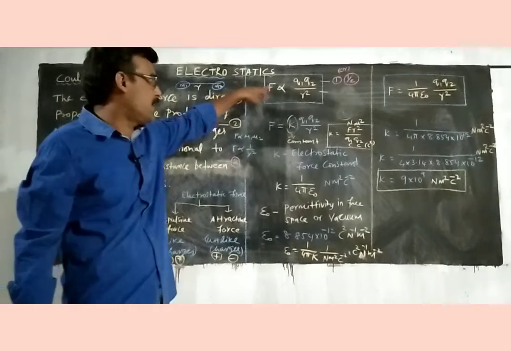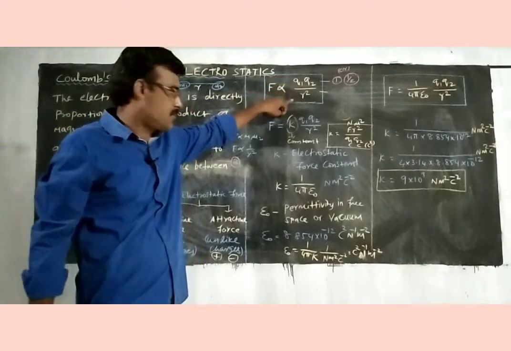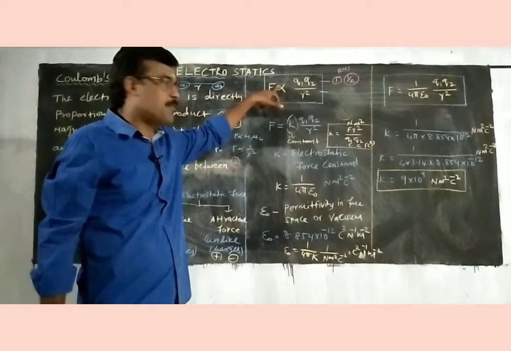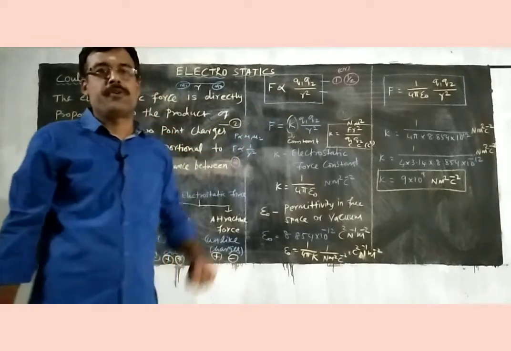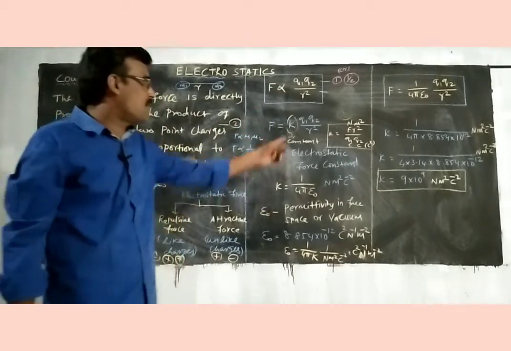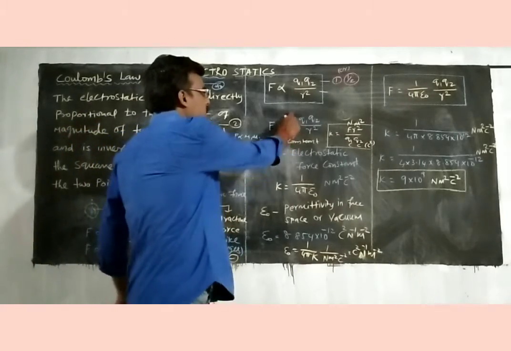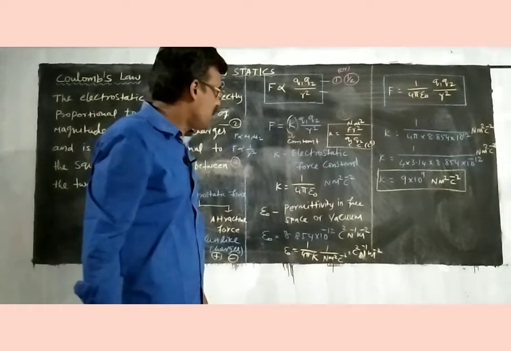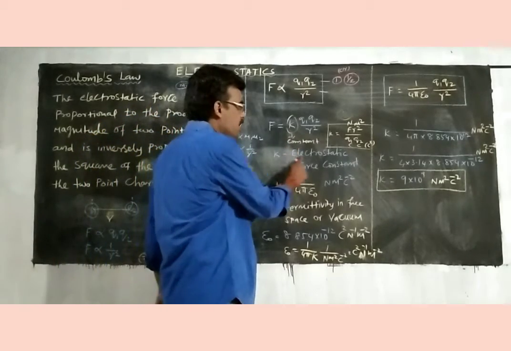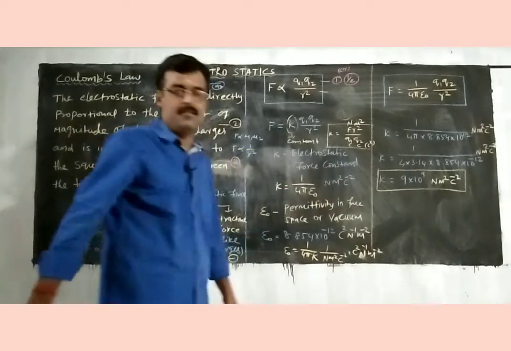F is directly proportional to Q1 Q2 by R square. We know that whenever there is a proportionality, we have to remove this proportionality by substituting a constant. Here there is a constant we are going to substitute. That constant is called K. K is a constant. This constant is known as the electrostatic force constant.